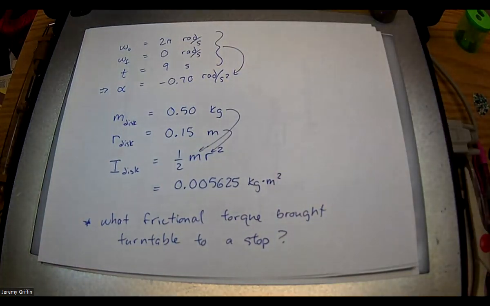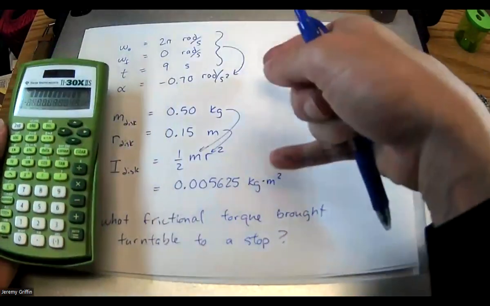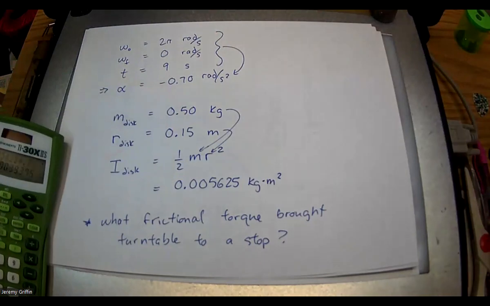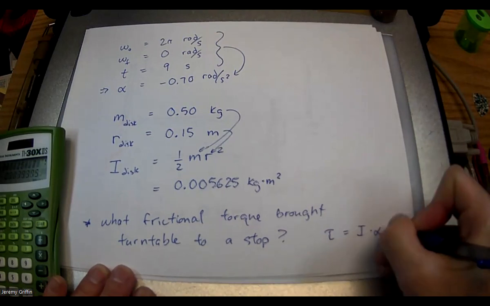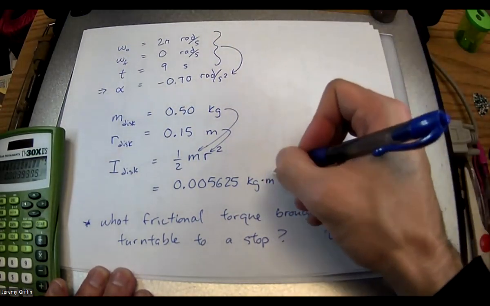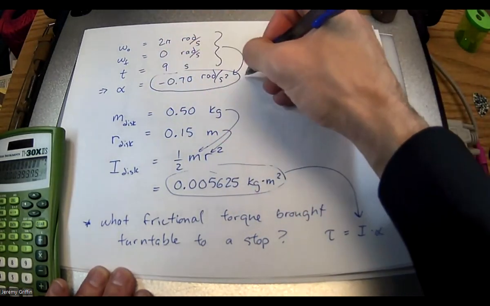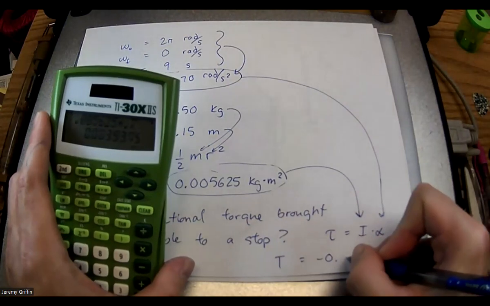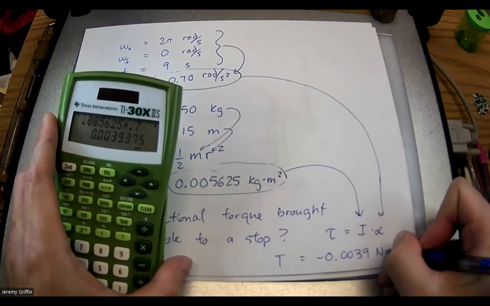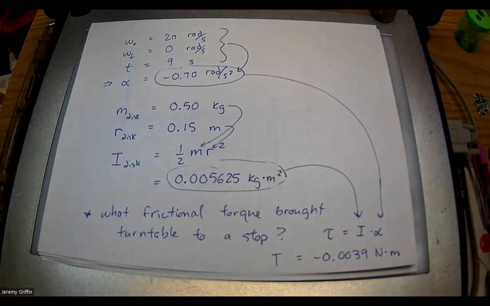0.0039. Yeah, Dylan got a 0.0039. That would be Newton meters, wouldn't it? Just multiply those two together. Of course it'd be negative, but that aside, I guess the magnitude could do that, right? So just do torque is equal to I times alpha. Here's your I. Here's your alpha. And so this whole thing comes out to 0.0039 Newton meters of torque. So that turntable to a stop. You guys do that?